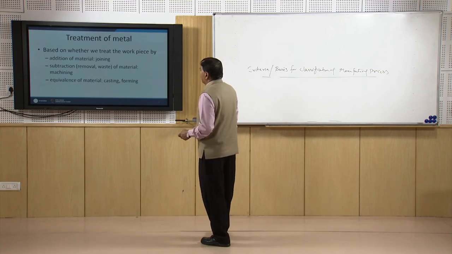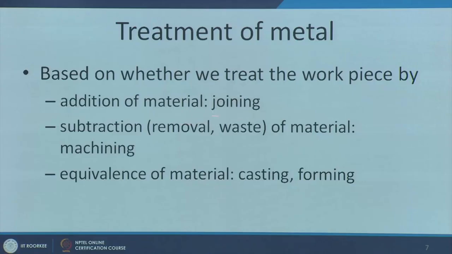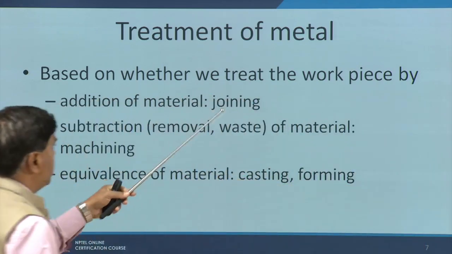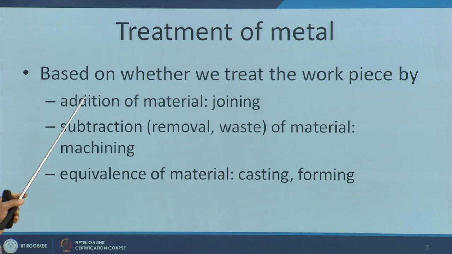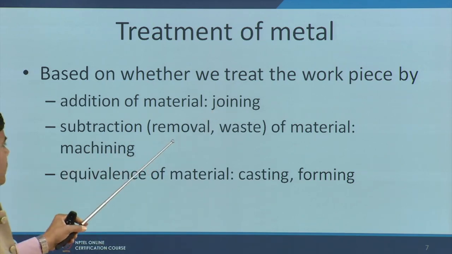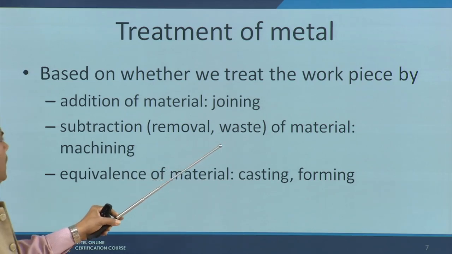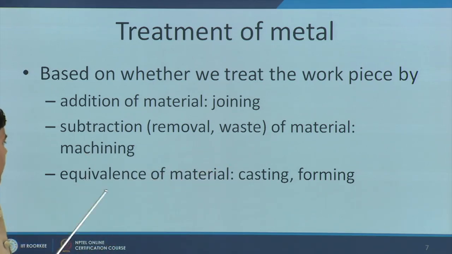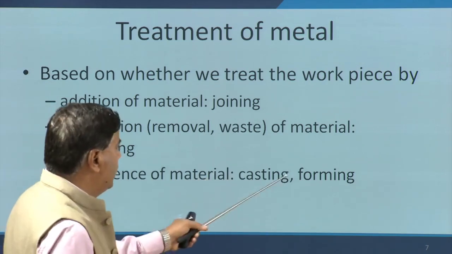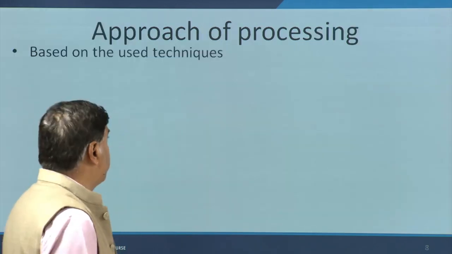So, this grouping was based on the treatment of the material, how the work material is treated in the course of manufacturing. Addition of the material is involved in joining, subtractive processes involve the removal of the material, like in machining, and the equivalence of the material, which involves shifting of the material from one region to another, like in casting and the forming processes.